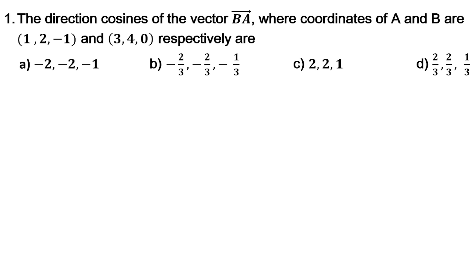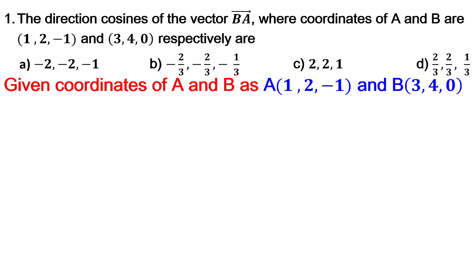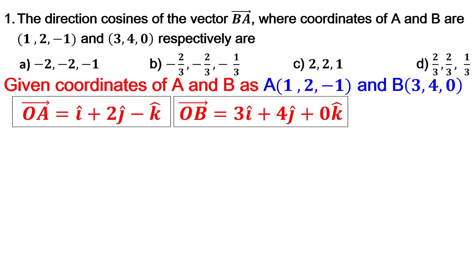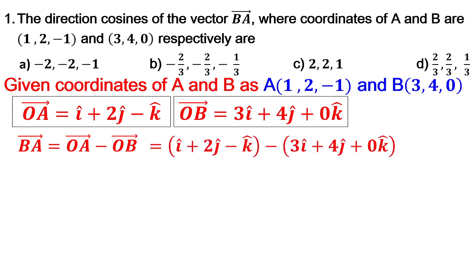We have to find the direction cosines of the vector BA, where coordinates of A and B are given. Now you know the formula to get vector BA. It is vector OA minus vector OB. Now how to get vector OA and OB? Coordinates are given. Now we have to get the position vector of A and position vector of B. Now vector BA is given as position vector of A minus position vector of B, position vector of the terminal minus position vector of the initial. I am finding vector BA.